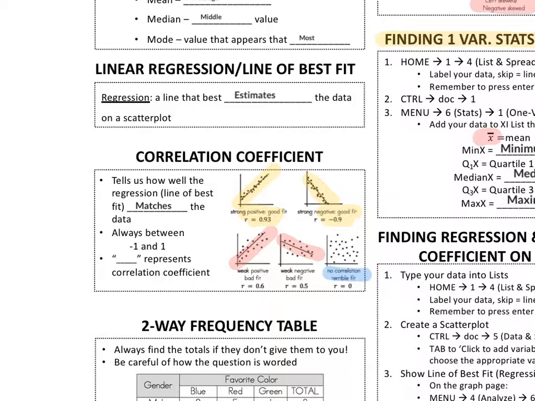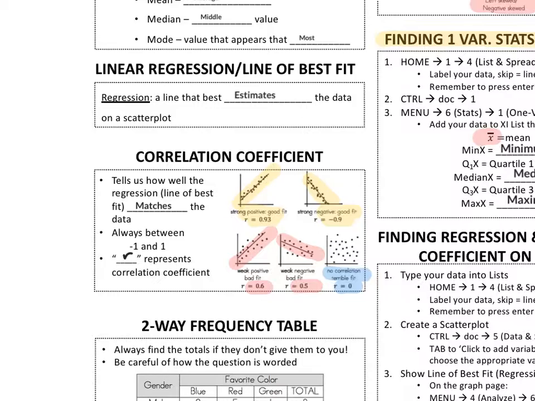Down here, when you have the 0.6 or the 0.5, that means it's kind of a moderate correlation. It's an okay fit, but it's not great. And then the terrible one, the no correlation, is the r equals 0. The coefficient would be 0, and that means it's a really bad correlation. There's no possible line that would fit there. And then the letter R is what represents the correlation coefficient.